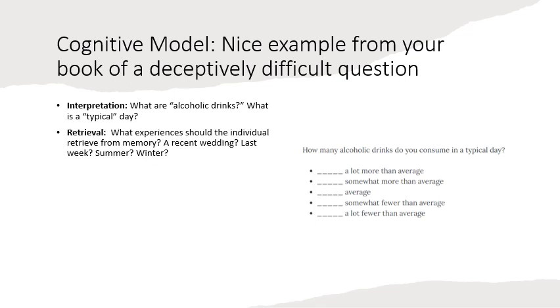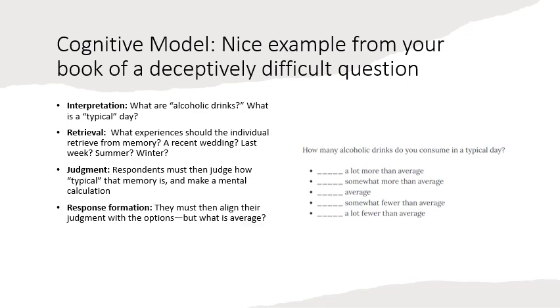Next, the individual has to pull up something from memory. So what experiences should the individual retrieve? And we ask again those same questions about timing. How far back should they go? Is it this year or last year since the baby was born? During exam week? What exactly are we pulling up? And then they have to judge. They have to make a decision. How typical is this? Is that a typical day? And make a mental calculation about how much they drank on that day.